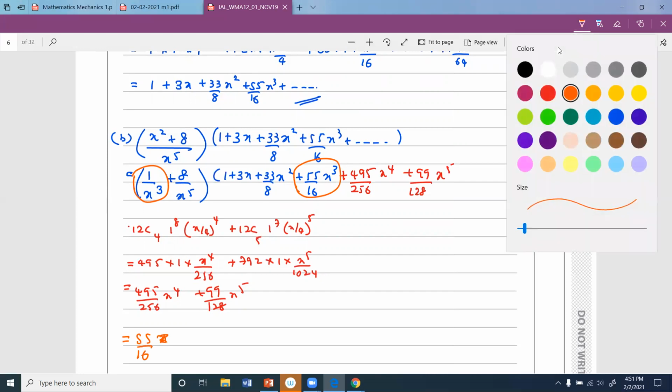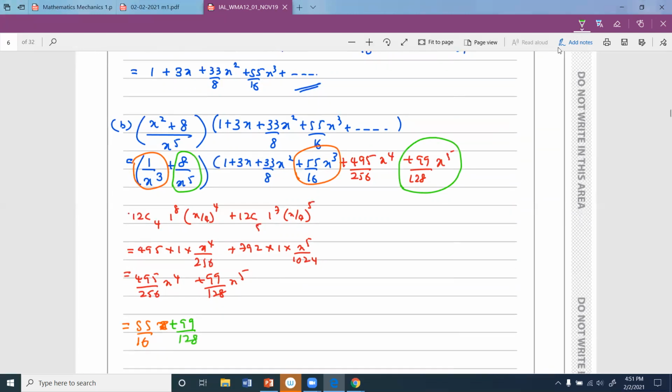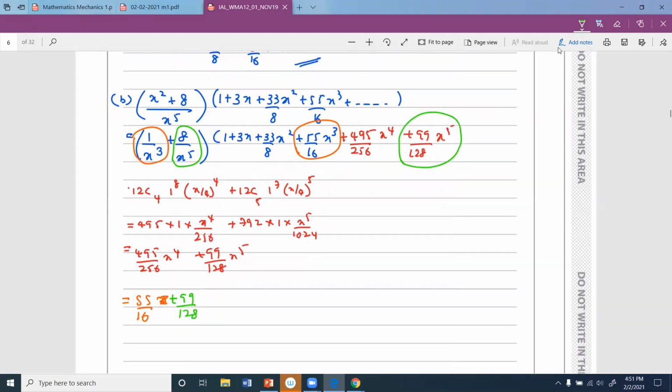Then if I multiply this term, x to the power 5, with this term, what do you get? The x to the power 5 with 1 over x to the power 5 cancels and turns into 99 over 128. There is a reason I wrote another two expressions for this. So with this you can get the final answer, which is independent of x. 55 divided by 16 is one part, plus 99 over 128 is the other part. So that is 539 over 128.